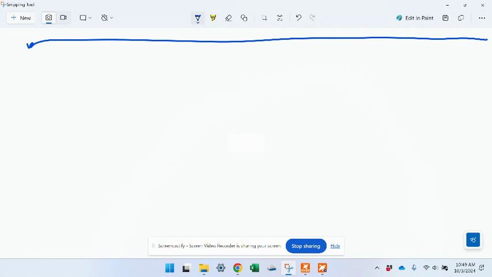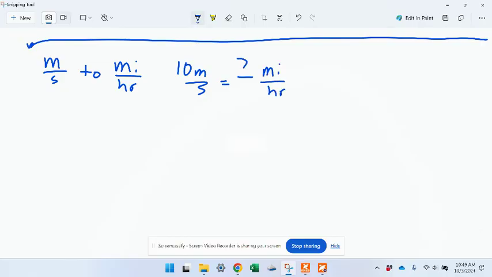So the purpose of this video is to demonstrate how to convert from meters per second to miles per hour. And so you might see something like this. Let's say you ended up with a velocity of 10 meters per second, and you wanted to know, well, how many miles per hour is that?